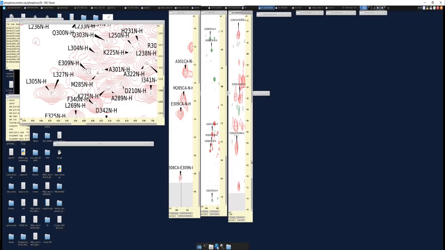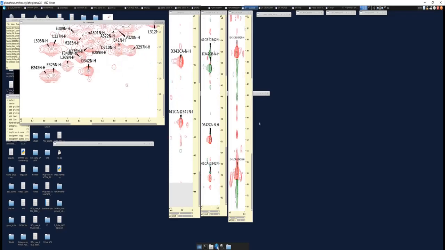So if we look here and use this as an instance, we can see we have our I-1 C alpha and our CBCACONH that shows up. And you can see it shows up actually quite stronger than the HNCACB. And there's no C beta. Let's find a better example. So this is actually poor resolution. Let's look at this one.